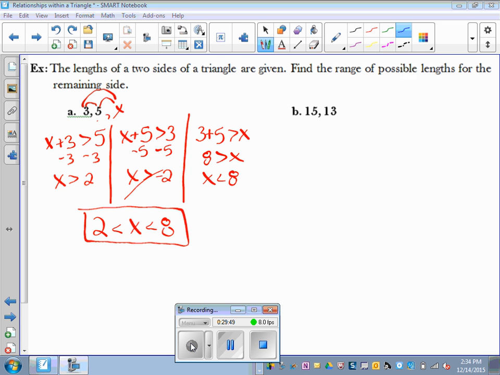Alright, listen up to the explanation of letter B. Check to make sure you got it right. Alright, listen to Liam's explanation of how he went about doing this one. Alright, Liam.